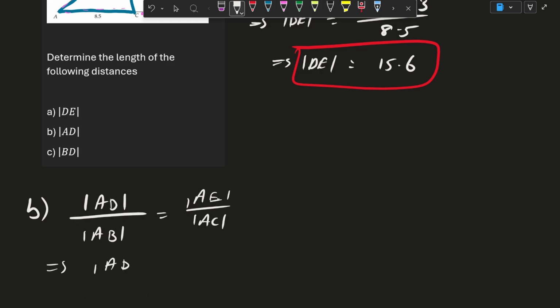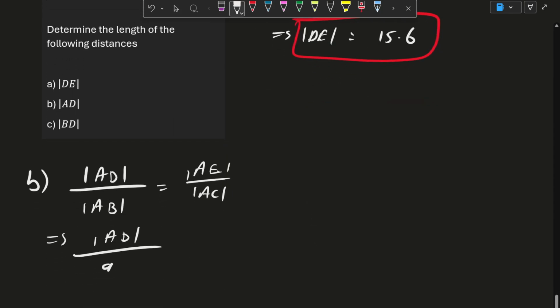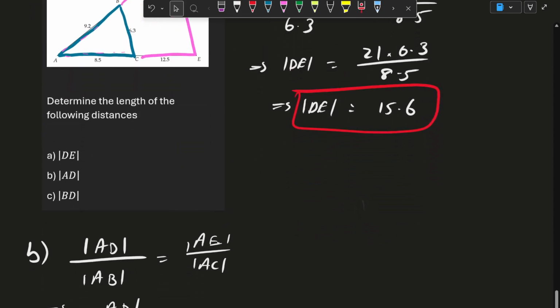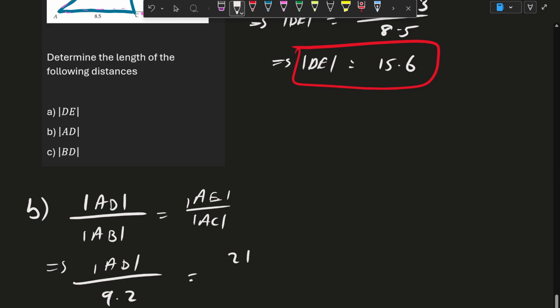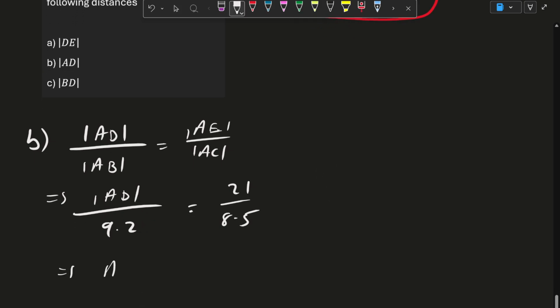So AD all over AB, which we know is 9.2, equals AE, which we worked out previously is 21, and AC we know is 8.5. So we know that the length of AD is now going to be 21 times 9.2 all over 8.5, which again to the same degree of accuracy is 22.7 units.